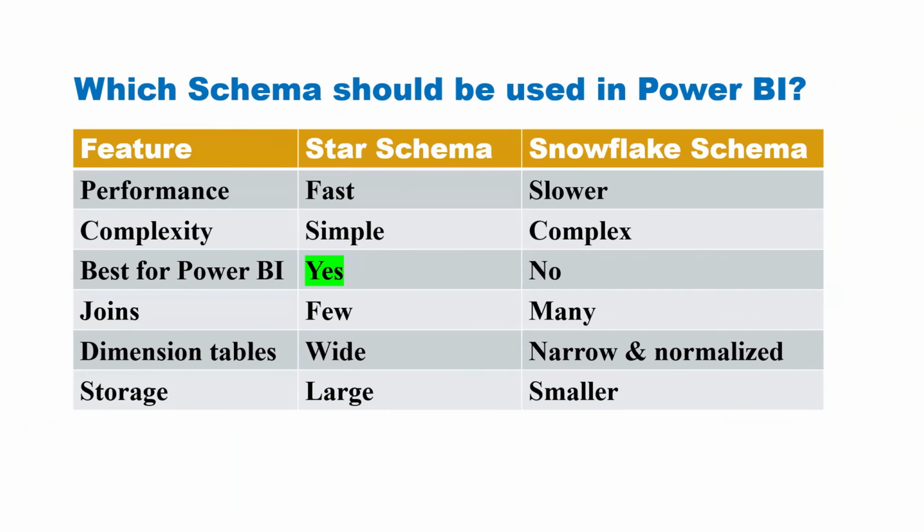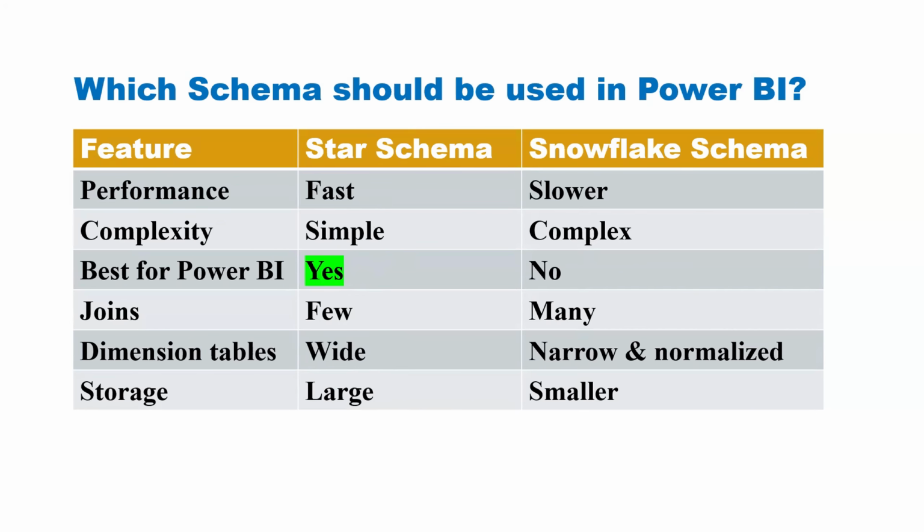To wrap up, the star schema is simple, fast, and ideal for analytical models. It requires fewer joins, delivers better performance, and is easier for end users to understand. It also aligns with Power BI best practices. And when building hierarchies, all hierarchy fields must exist in the same table, which the star schema naturally supports.